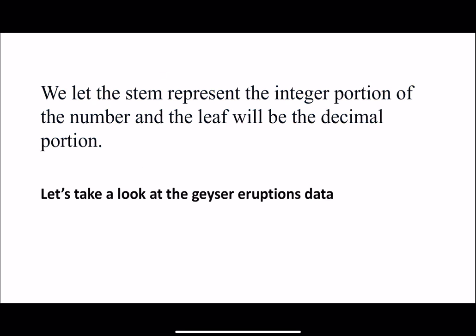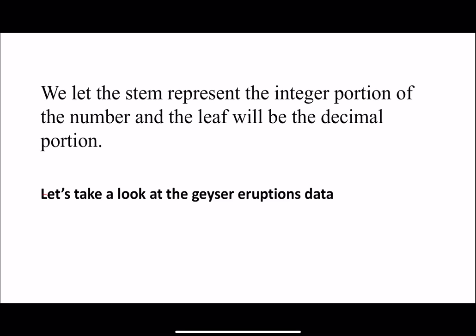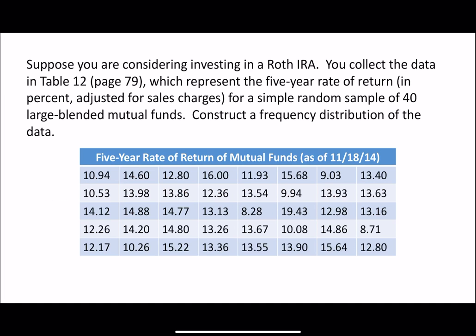We're going to take a look at the geyser eruption data. So here's all of that. We already have used this data before in our histogram. So, a second here. This is not the geyser eruption data. So we're not looking at that. Here, let me get rid of this. Sorry about that. Ignore that. I'm going to get rid of that in the PowerPoint that I upload into my Open Math. Sorry about that. Okay, so we're looking at the Roth IRA data here.